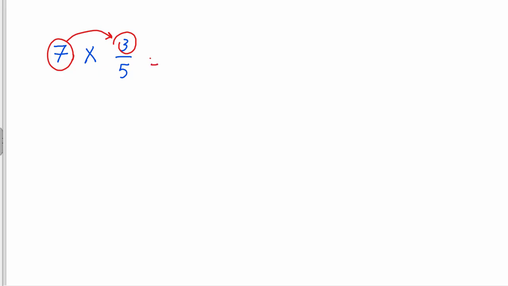So we multiply the 7 by 3. 7 multiplied by 3 equals 21. Keep the denominator. So we keep the 5 as it is. Okay, so this is how we can multiply a whole number by a fraction. Just multiply the whole number by the numerator and keep the denominator.